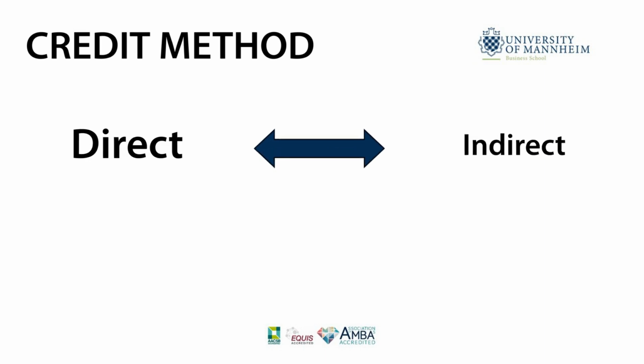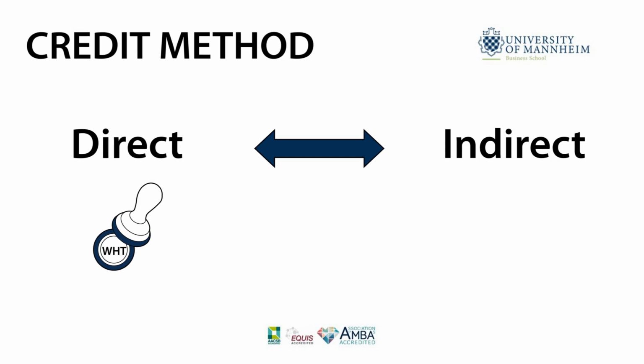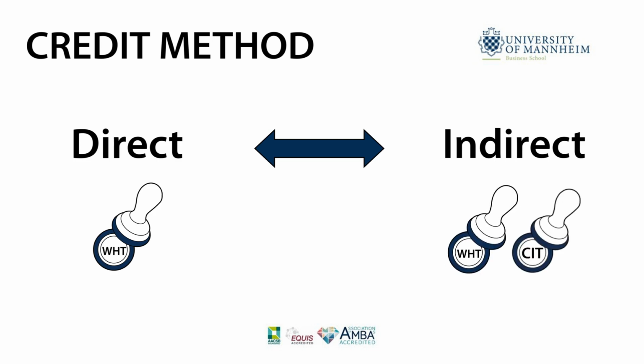There are two forms of the credit method, the direct and indirect credit method. Under the direct method, only foreign withholding tax can be credited against the domestic tax liability, while the indirect method considers both foreign withholding tax and foreign corporate income tax paid.